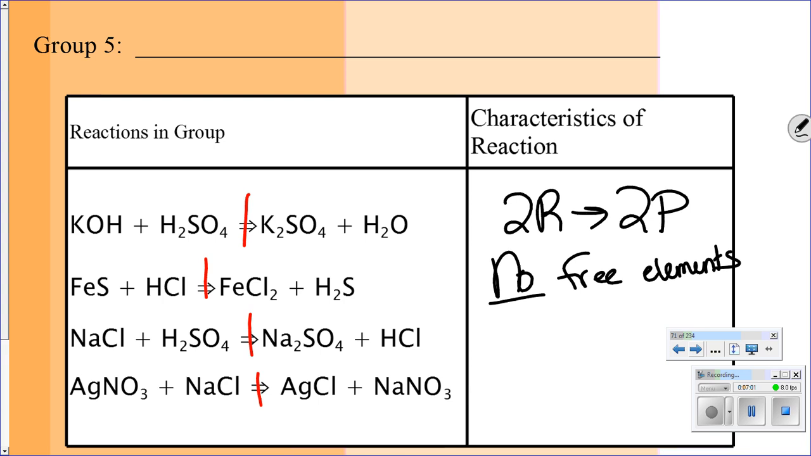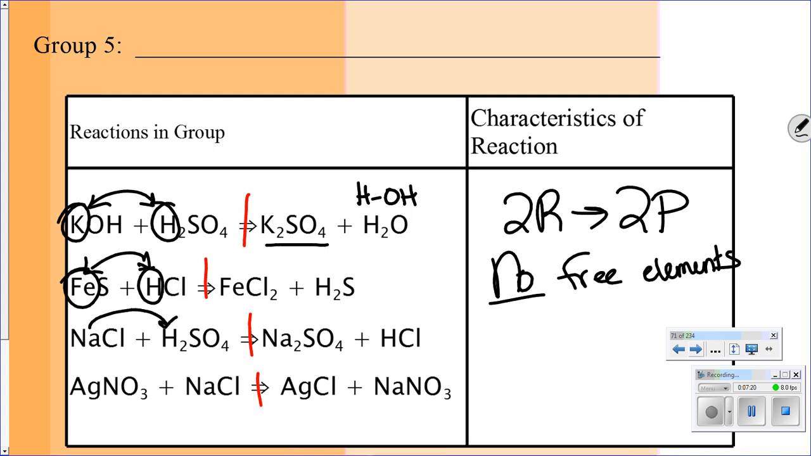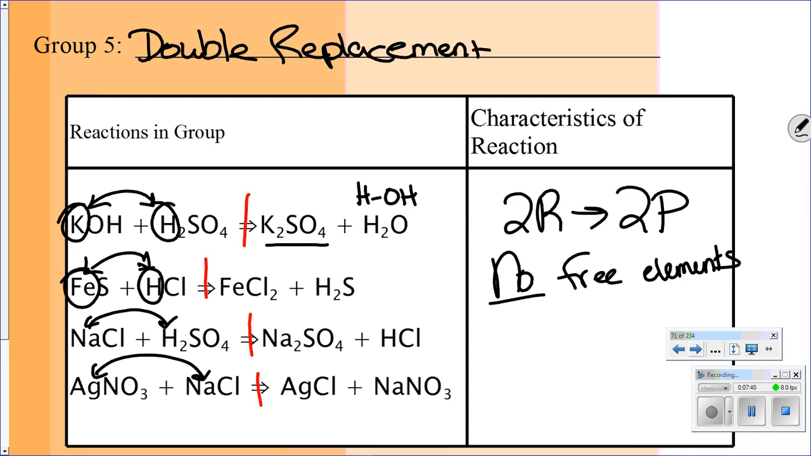So what we see going on here is potassium and hydrogen actually switch places. So now potassium ends up with sulfate. And instead of KOH, we have HOH, which can also be written as water. We have something going on here where iron and hydrogen are switching places. We have sodium replacing hydrogen here, or I should say exchanging. Silver and sodium flip-flopping places there. So we have no free elements, all compounds. So instead of a single replacement, we call this a double replacement. So we do have to be able to look at these and identify them by type.